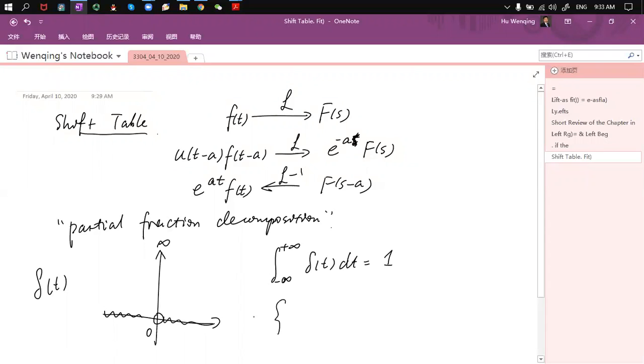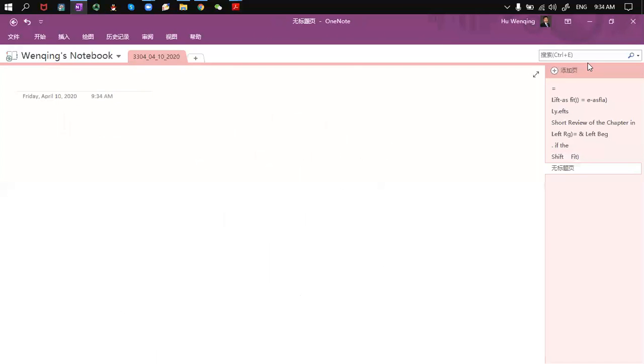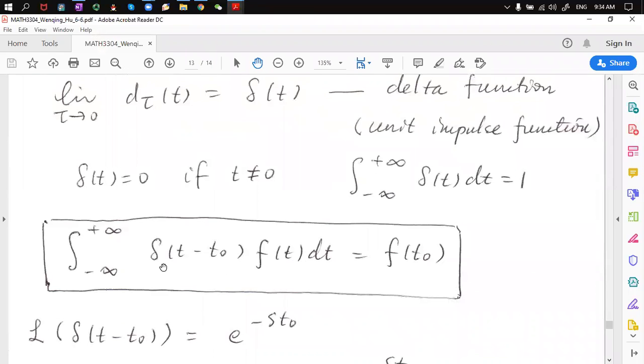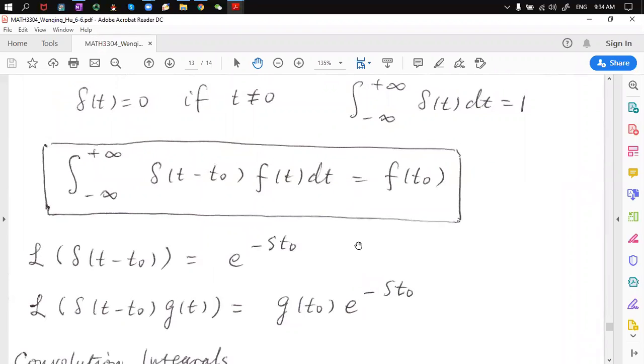So delta of t is equal to 0 if t is not equal to 0, and infinity if t is equal to 0. Now once you have this delta t dt, we have been talking about three very important features of the delta function.